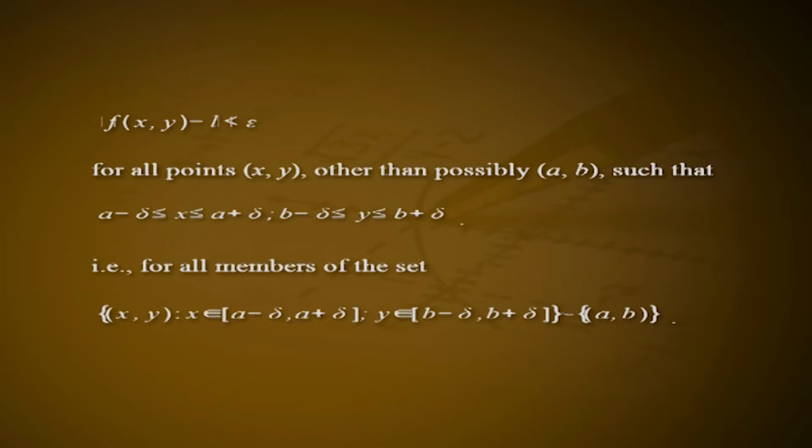That is, for all members of the set of all (x, y) such that x belongs to the closed interval [a minus delta, a plus delta] and y belongs to the closed interval [b minus delta, b plus delta], minus the set {(a, b)}. This means that corresponding to every positive number epsilon, there exists a neighborhood of (a, b) such that for every point (x, y) of this neighborhood other than possibly (a, b), f(x, y) lies between L minus epsilon and L plus epsilon.